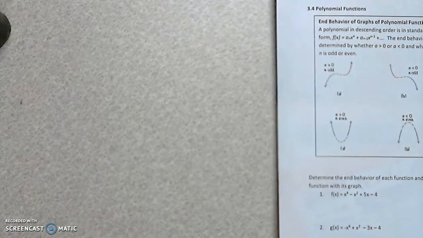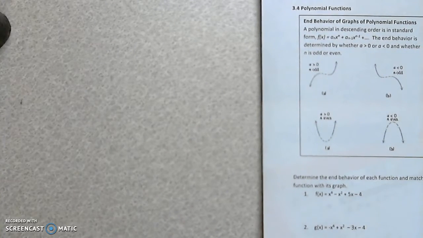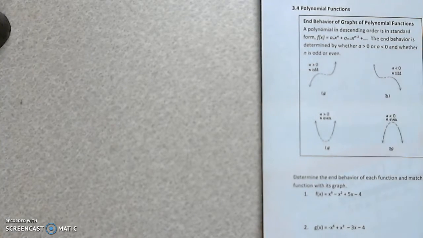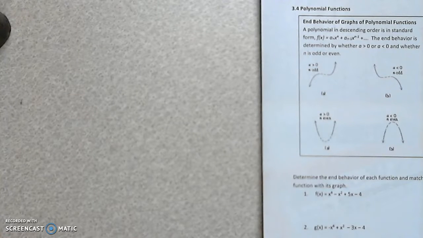Alright, so when we look at the function, what we're going to do is look at the terms, and really all we're going to look at is the first term. We have to make sure that they are first written in descending order by exponent. So you're going to look at the letter, the variable, and then its exponent, and make sure that they are in descending order.